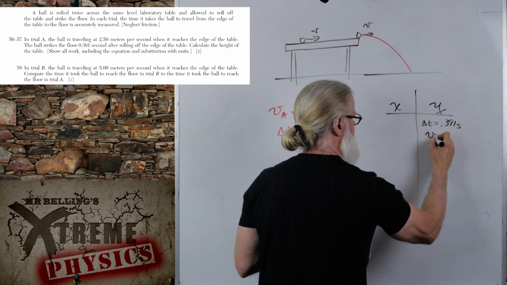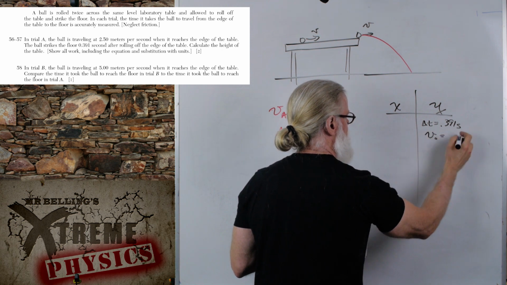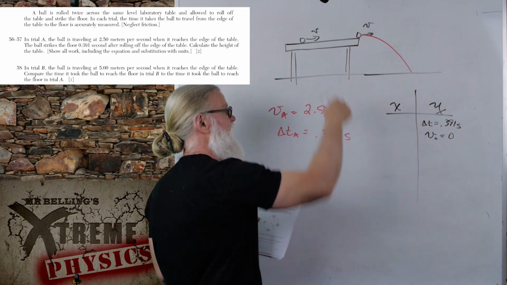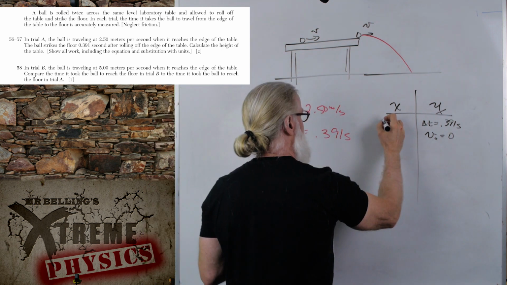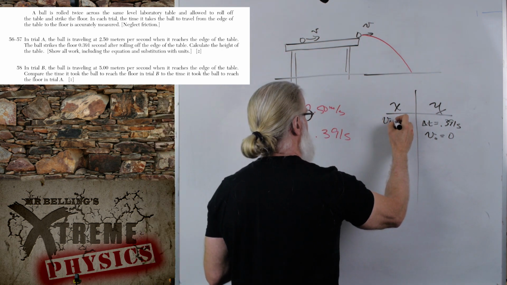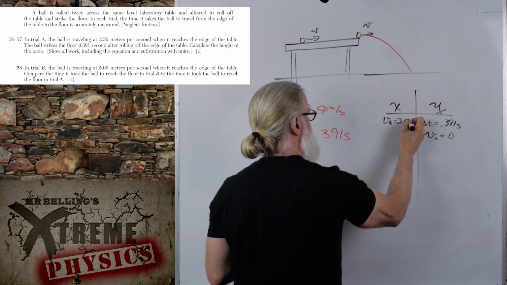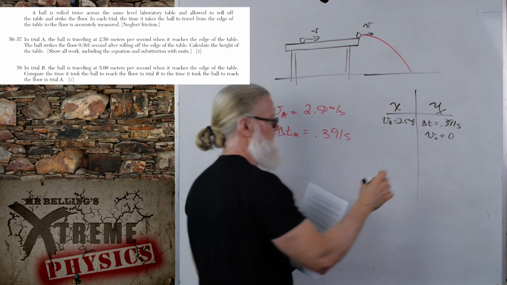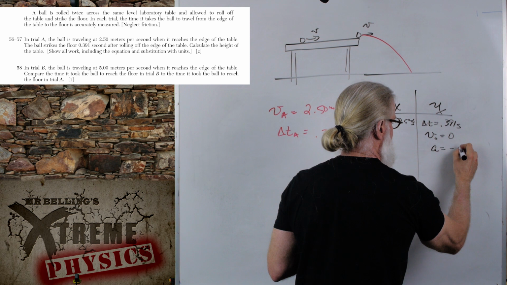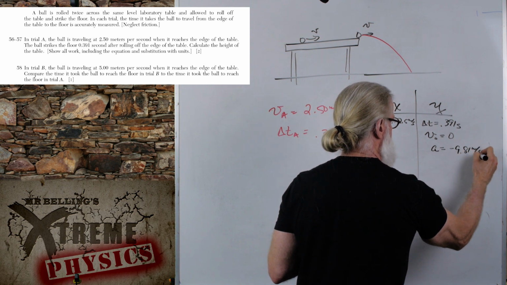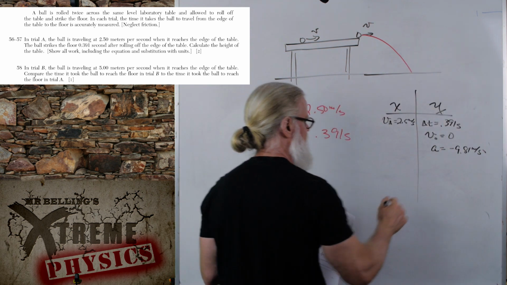V initial, or V0, is 0, right? It has no initial y velocity. The V is 2.5 meters per second, but that's in the x direction. We also know the acceleration is negative 9.81 meters per second squared. It's in free fall.